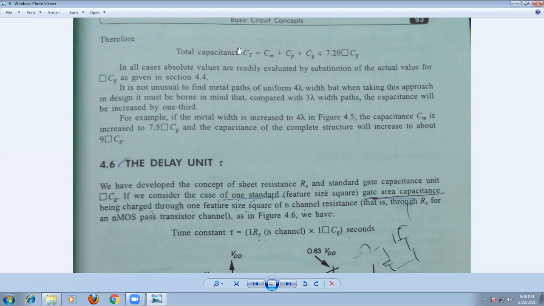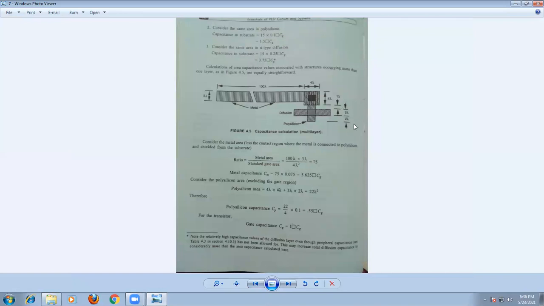In the next class, we can go for some other topic. Any doubts, please ask me. Like this, you can calculate the capacitance associated with different layers, called multi-layers, and also for single layers. This problem and the previous problems are very, very important. Remember, if you have any doubts, please ask me. I'm going to stop the screen now.